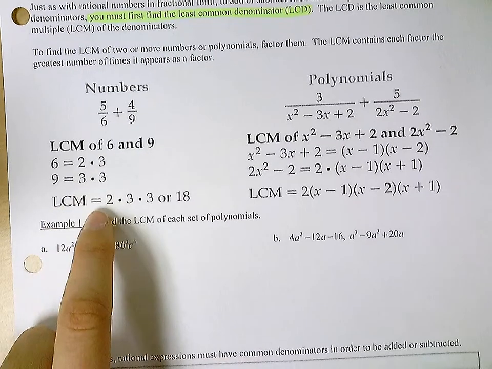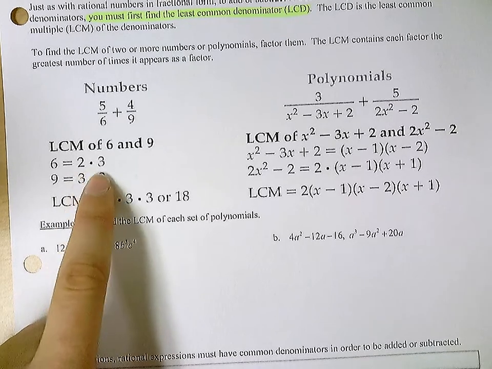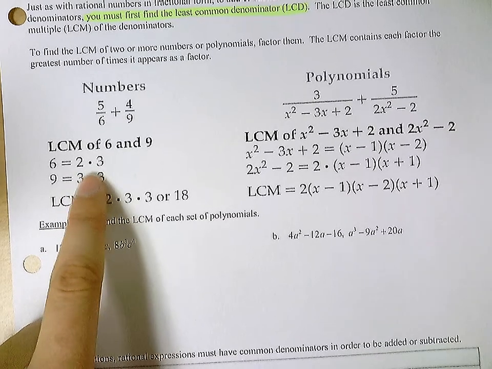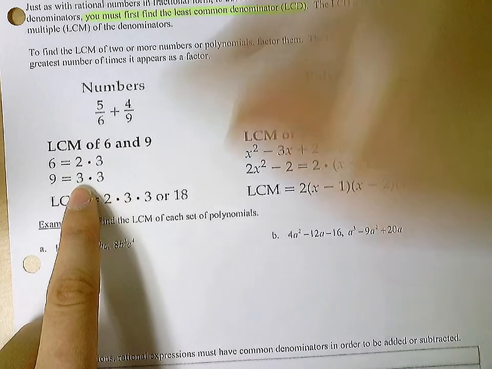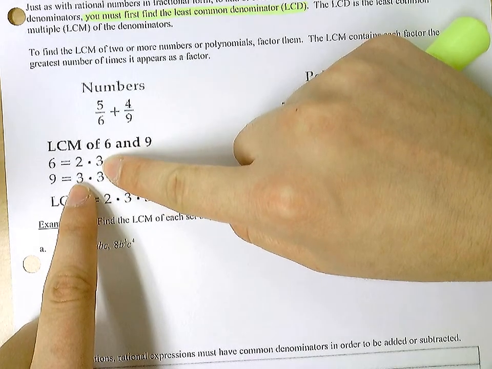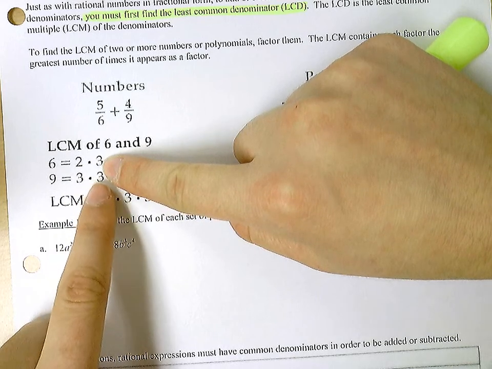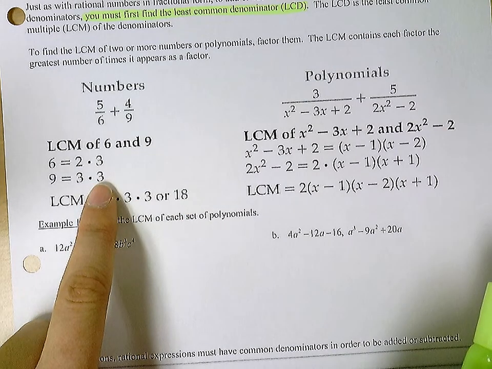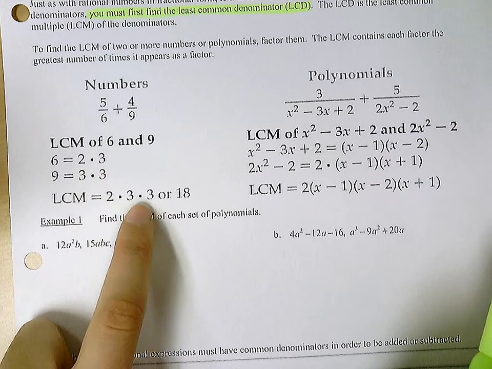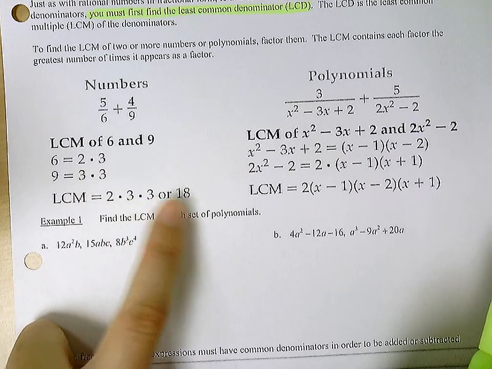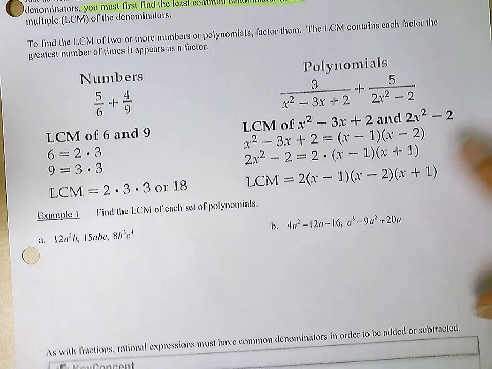So what I do is I write the entire first factor, so 2 and 3. Then I look at 9. Well, I already have a 3, so I shouldn't include another one. But I need at least one more, because there's not two 3s in 6. So I need that one more. So I have 2 times 3 times 3, or 18.